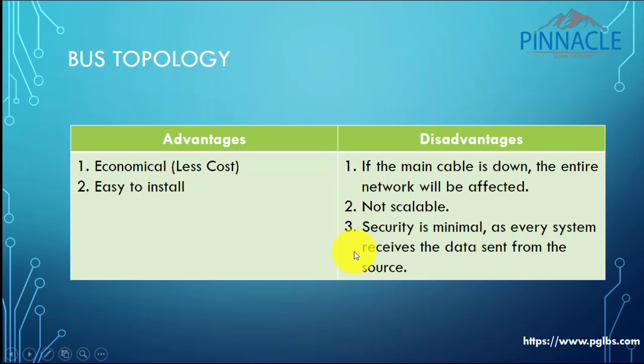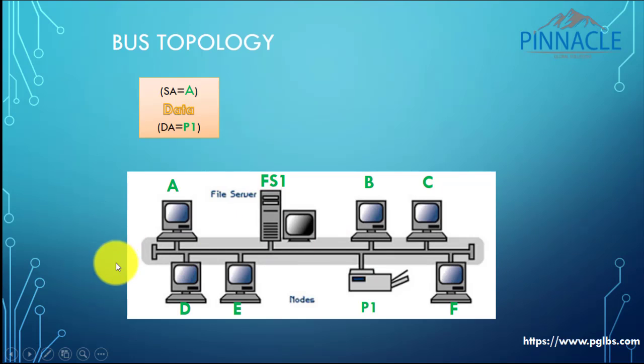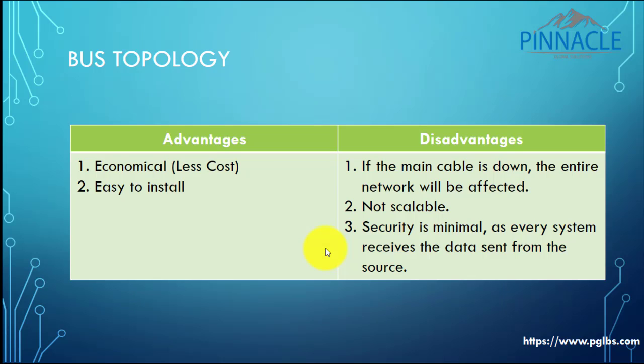The main disadvantage is if the main cable is down, the entire network will be affected. Yeah, that is one thing which you have to understand. Suppose if this cable is not working, or if the terminator is not working, then there is no point of contact itself, which means that the entire network is down. This is one of the disadvantages.